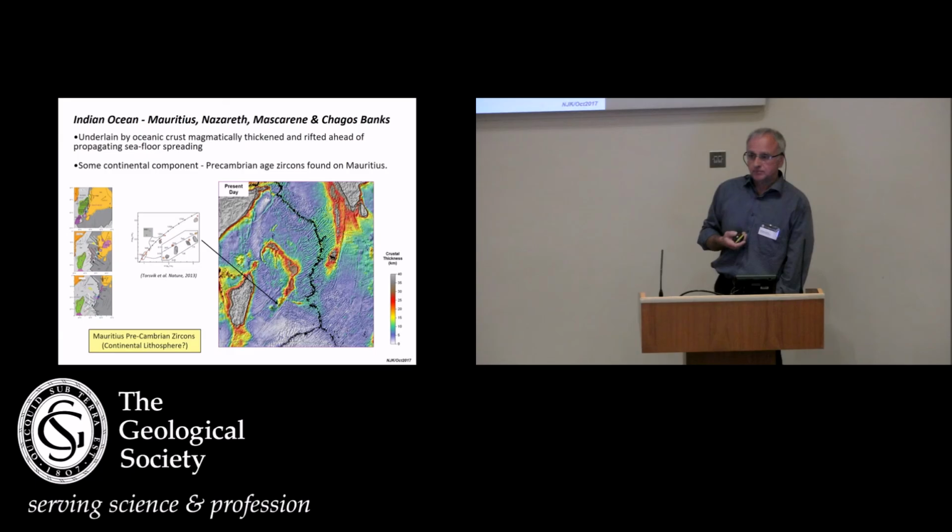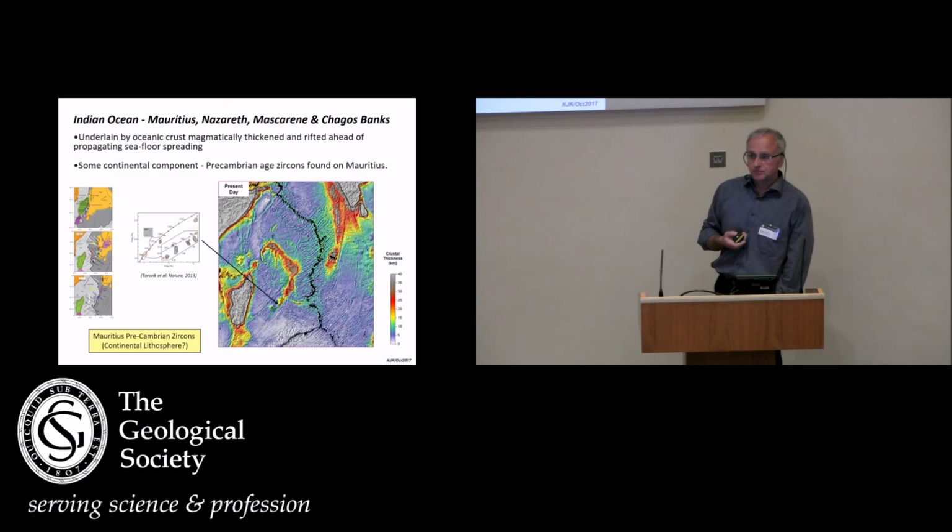From about 55 to 35 million years, we seem to lose a discrete plate boundary. We've just got a complex zone here of magmatic addition building up crustal thickness and also quite widespread rifting, thinning it down. At 40, this diffuse plate boundary continues. At 30 million years, it's only then that we get Chagos Bank coming out of Nazareth Bank, and we go back to what we might call a discrete plate boundary.